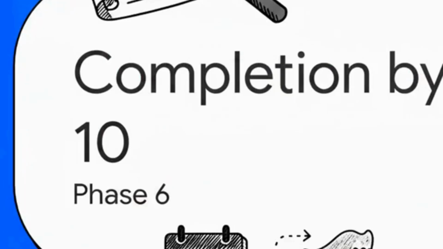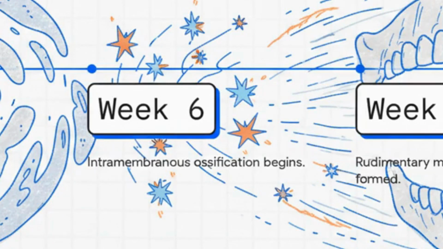And finally, phase 6, completion by week 10. Let's just take a quick second to marvel at the sheer speed of this timeline. In the 6th week, our temporary scaffolding, Meckel's cartilage, appears. In that very same week, the primary ossification centers spark to life right around the nerve branches. And by the 10th week, a mere 4 weeks later, the rudimentary mandible is almost entirely formed. Honestly, that is an absolutely staggering pace for such a complex anatomical structure.